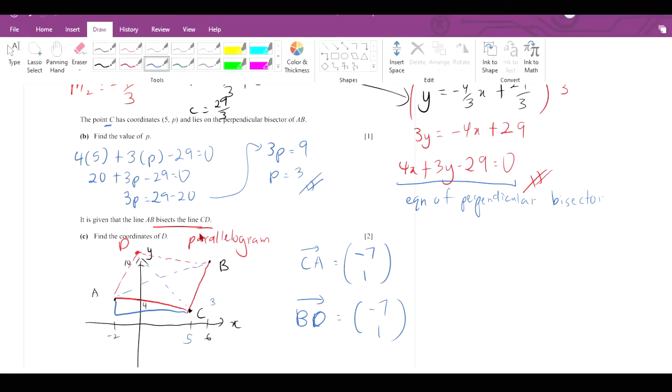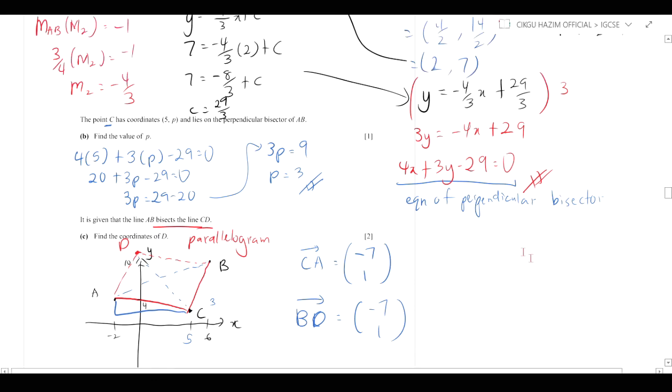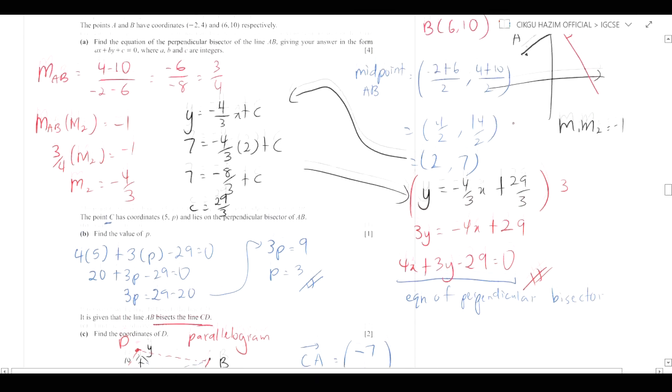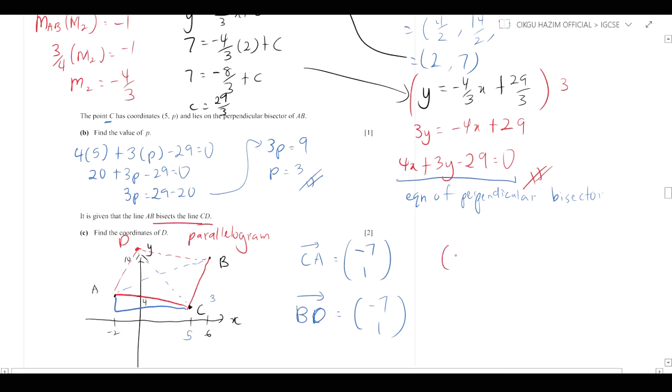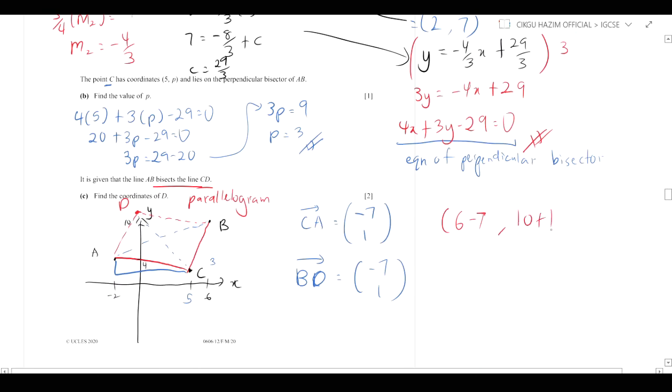We already know B as the point, and then for B to D, we need to minus 7. So the coordinate of B is still (6, 10). So what we can do here is 6 minus 7, and then 10 plus 1. So for the coordinate of D, we know that it must be -1, and then here must be 11. So it's within this region here, so the point D is (-1, 11), and we complete the shape of the parallelogram. So that's how we do these questions.